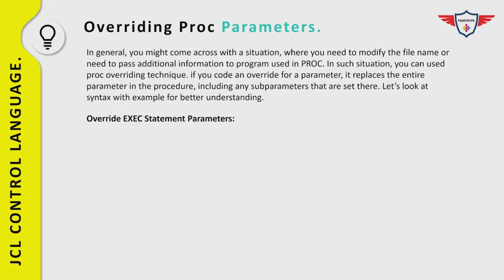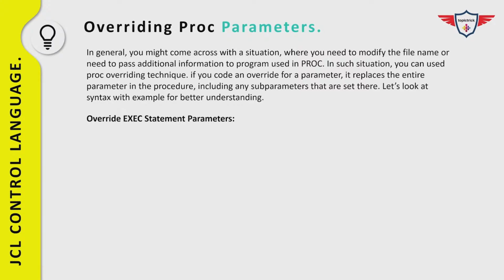So the proc overriding technique is the most preferred option, and it will enable you to add, modify, or nullify the values of subparameters which are used in a proc. And with this technique, you are not required to change anything in Instream or catalog procedures.